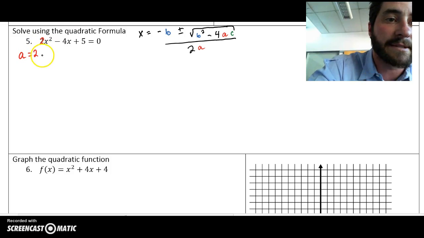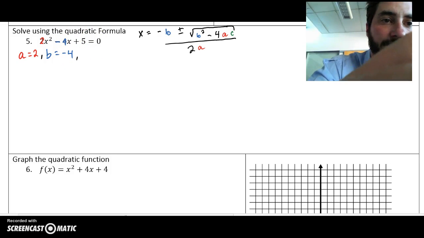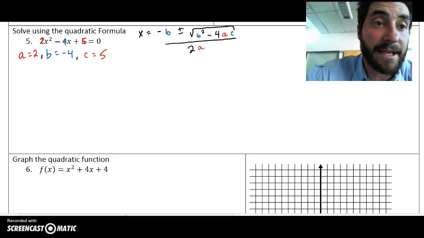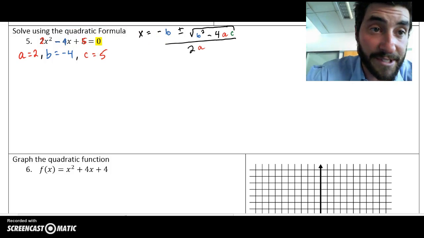B is the linear term, the negative 4. And C is 5. Now this only works again if the quadratic is set equal to 0.